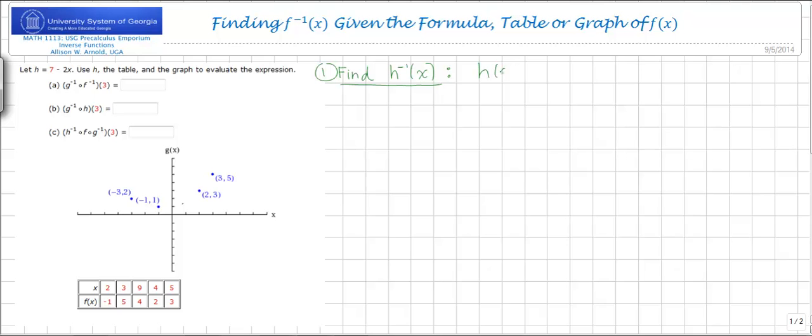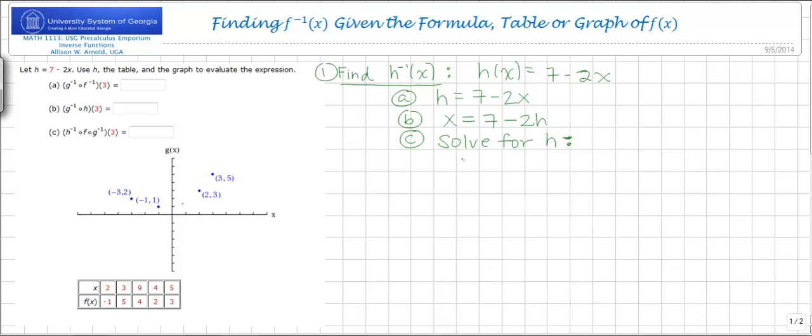Okay, so if we find h inverse, h of x is a formula, 7 minus 2x. So our first step will be to let h equal 7 minus 2x as we were given. Exchange h and x, so I'll have x equals 7 minus 2h. And then the last step would be to solve for h. And when I solve for h, that will be the function h inverse of x.